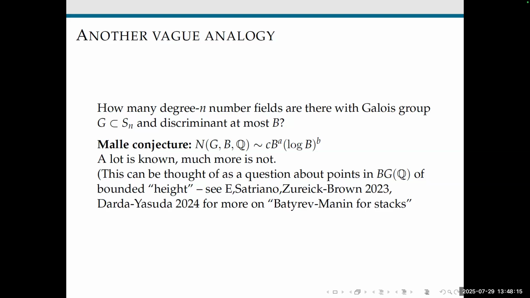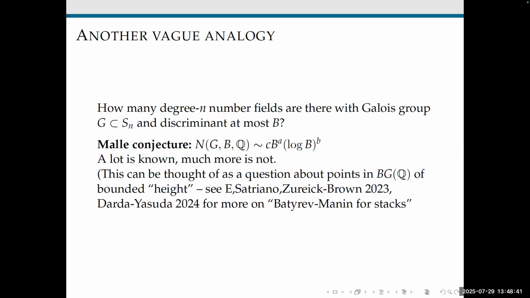And so it's quite natural to ask, well, maybe this is just Batyrev-Manin for the stack BG. I would now say that that is correct, but the problem is that BG is not a projective variety, and so there's not an obvious notion of height. So that was a project that David, who's here, and I worked on with Matthew Satriano. And there's also a wonderful paper by Darda and Yasuda, and now I think the theory of heights on at least this kind of stack is on a pretty firm footing.